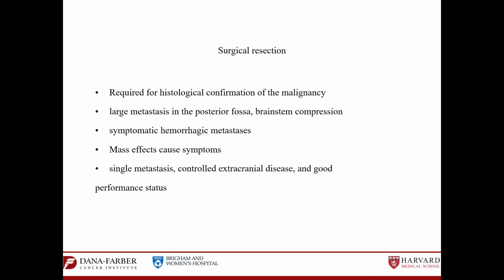Usually you also need surgery sometimes to prove what you're dealing with, because if the patient is still under investigation for the primary tumor and you don't know if you're dealing with primary lung cancer, breast, whatever, an unknown primary, they need confirmation, especially if you're suspicious between metastasis, lymphoma, and glioma. So histologic confirmation is one of the indications. Also, if there is a large metastasis in the posterior fossa or having a compression effect, you need to do surgery for mass effect release. Also if the brain metastasis is hemorrhagic, or as we said, a single metastasis with controlled disease in the body and good performance status.